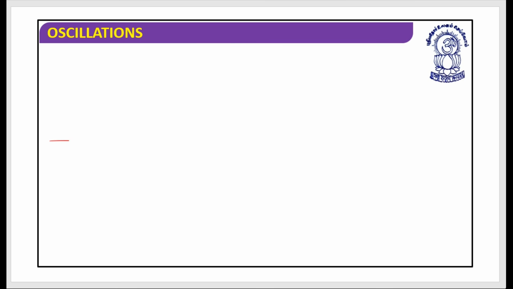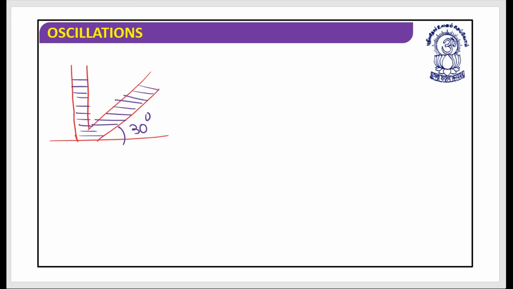Suppose we are given something like this, that this is the tube. It has been filled something like this. This angle is 30 degrees, and they said find out the time period of the liquid.